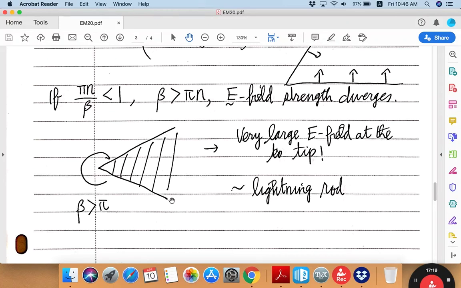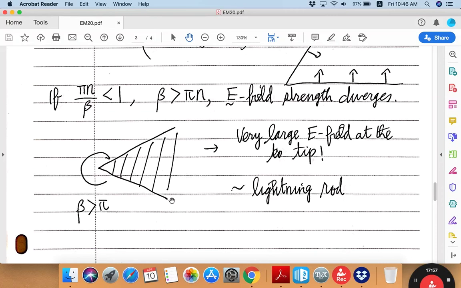Okay, so then what this solution would predict is that when you have a sharp metallic edge, then the electric field becomes very strong there near the tip. And this is often used as the explanation why, if you erect a lightning rod on top of a building or a house, then the lightning will strike there, because it naturally attracts a high electric field.